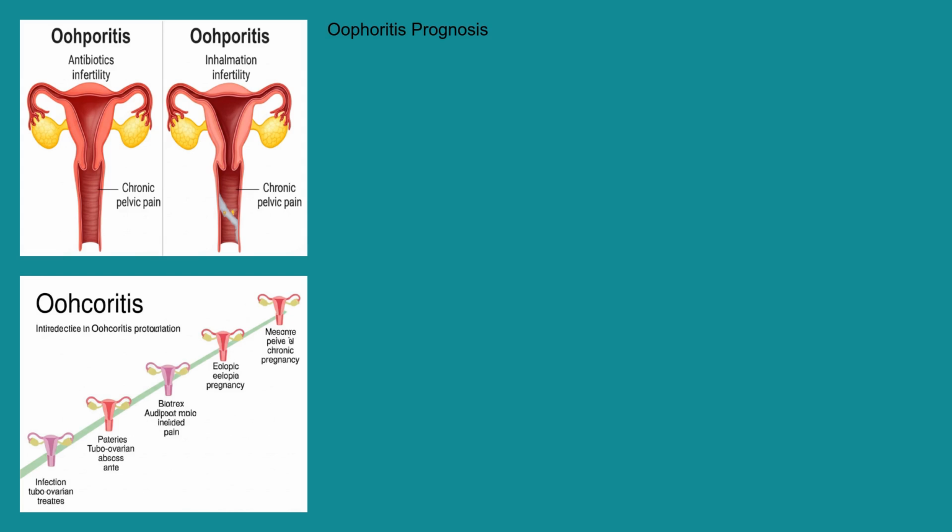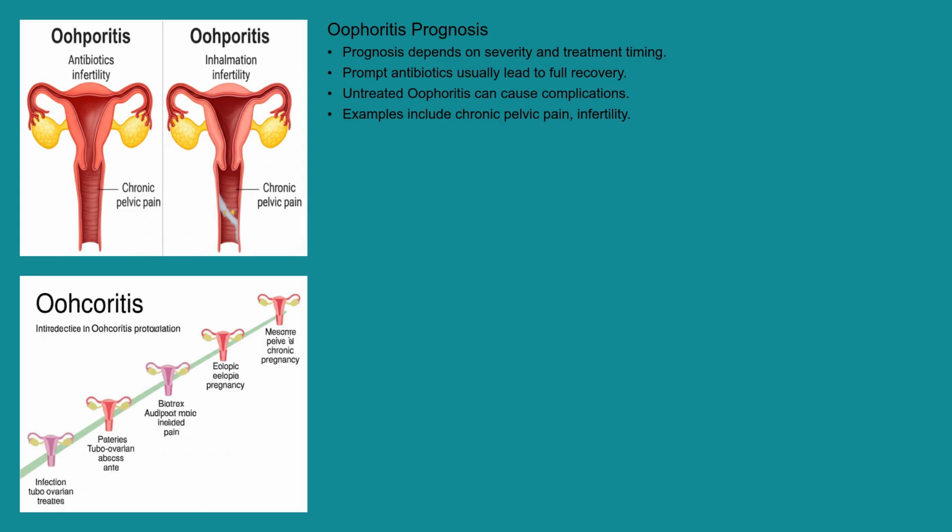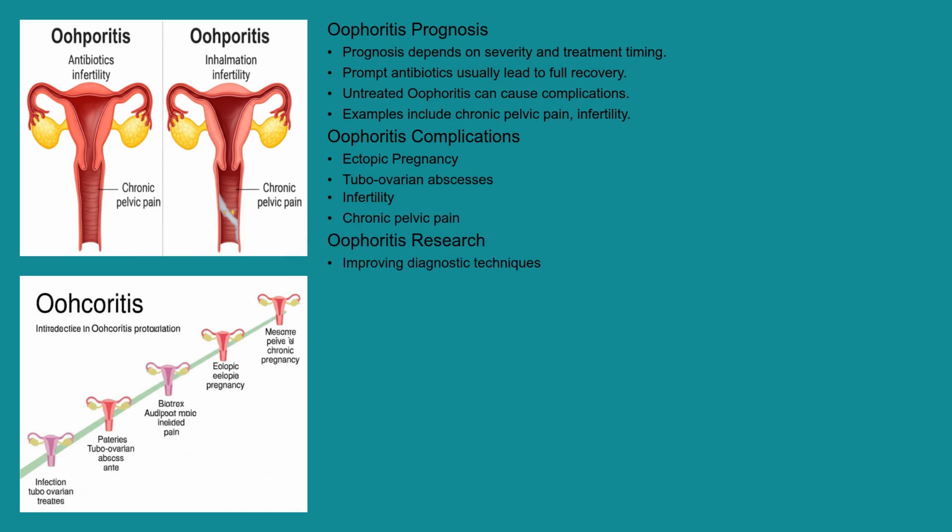The prognosis for oophoritis depends on the severity of the infection and how quickly treatment is initiated. With prompt antibiotic treatment, most women make a full recovery. However, if left untreated, oophoritis can lead to serious complications such as chronic pelvic pain, infertility, ectopic pregnancy, and tubo-ovarian abscesses. Recent research is focusing on improving diagnostic techniques to identify oophoritis earlier and developing more effective antibiotic regimens to minimize the risk of complications.